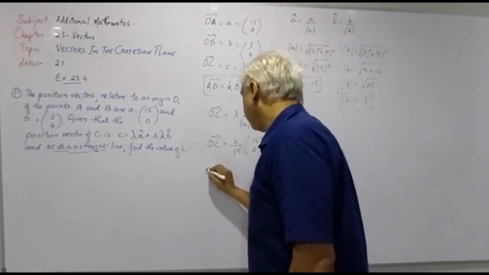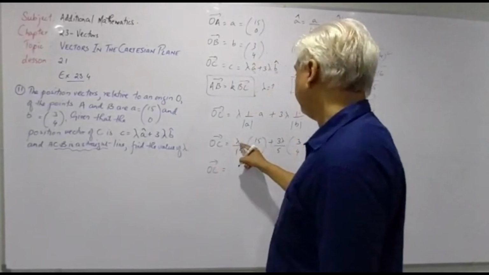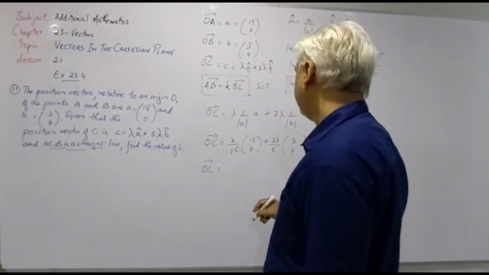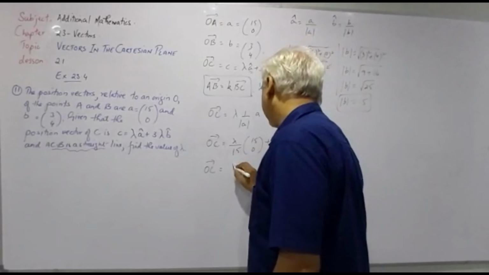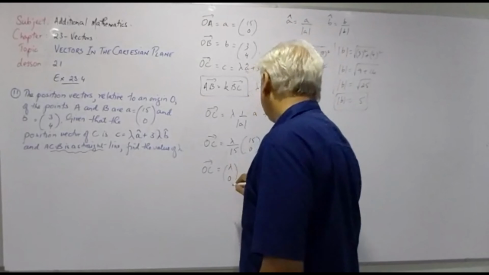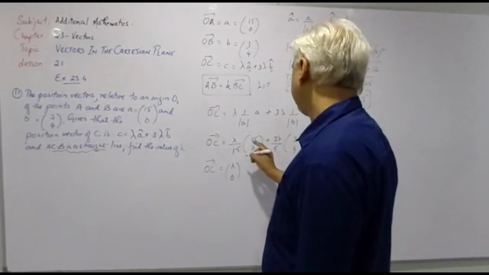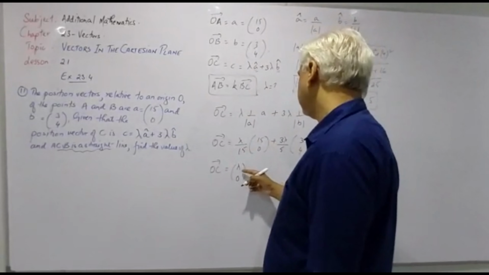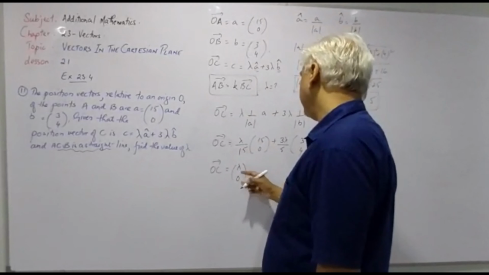Now, OC is equal to, we multiply this lambda upon 15 with this 15, so 15 and 15 cancel, we'll get lambda, and 0 will give you 0, so (lambda, 0), plus 3 3s are 9, 9 lambda upon 5, 3 4s are 12, 12 lambda upon 5. When you multiply 3 and 4 with 3 lambda upon 5. There we are. Now we'll add these two.